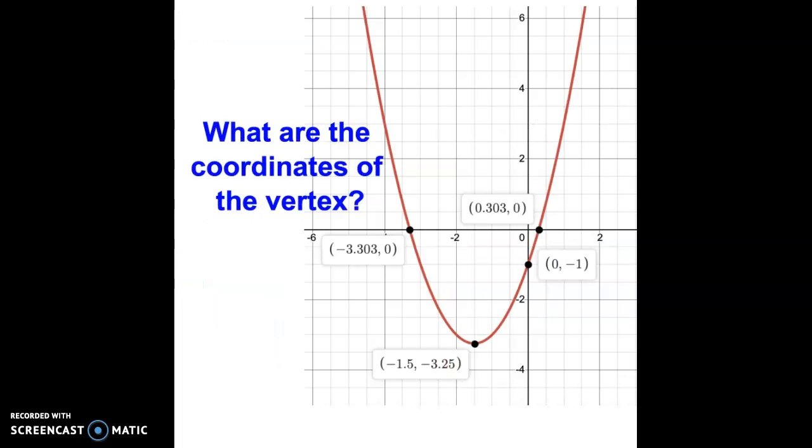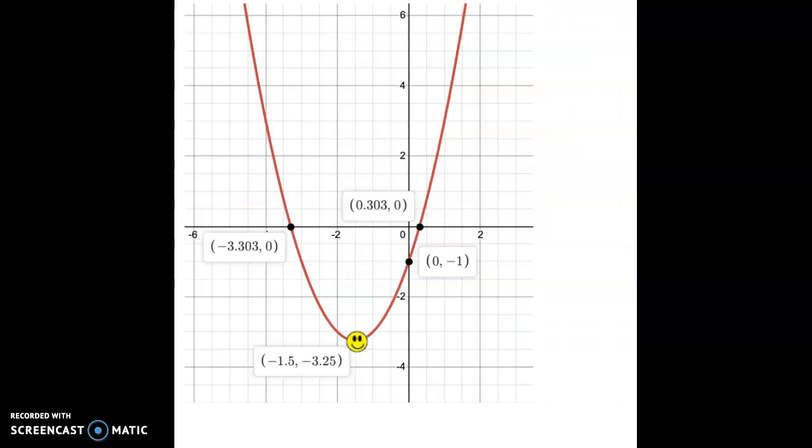Alright, so here is another graph of a quadratic function, and the question is, what are the coordinates of the vertex? Now if everything works right in Edpuzzle, the video should pause now and have you answer that question. And hopefully you chose the ordered pair -1.5, -3.25. Where the smiley face is here, this is the vertex. It's the point where the parabola changes direction.